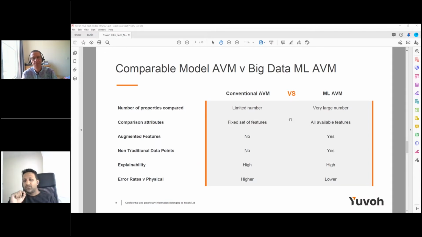The question was, what kind of data do you need? I think it depends on the type of modeling approach you are trying to take. So, by way of example, I talked about a comparable model.